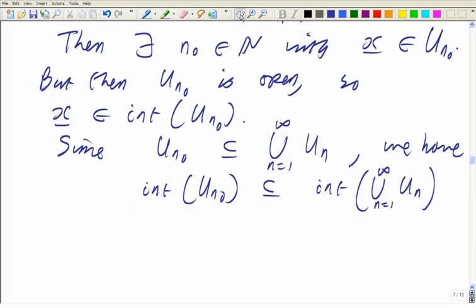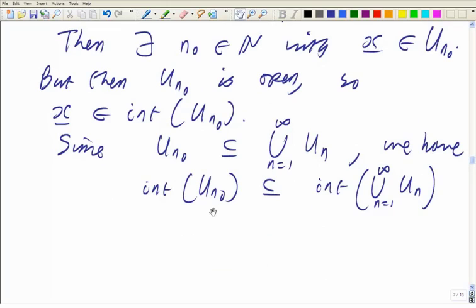So what have we got? Let's have a look at this. x is in the interior of U n naught. The interior of U n naught is a subset of the interior of the whole lot. So x is in the interior of the whole lot.